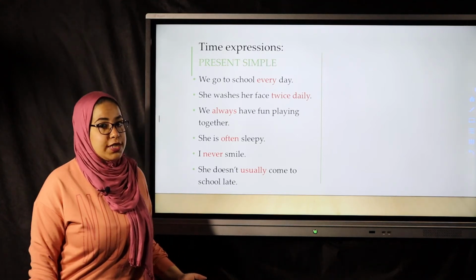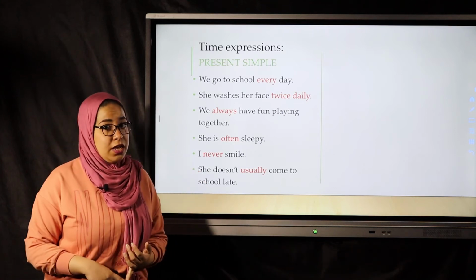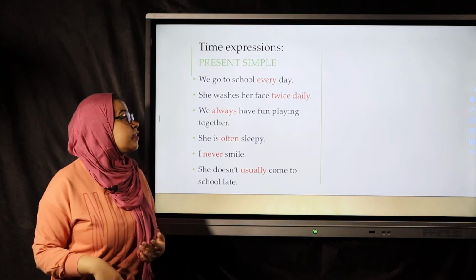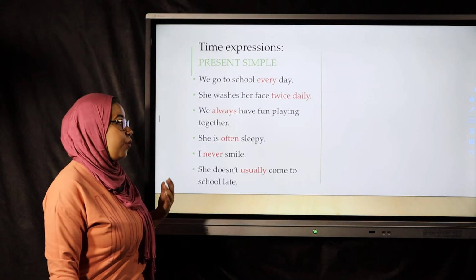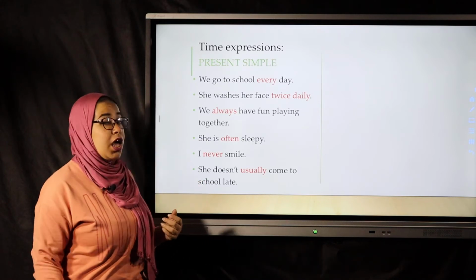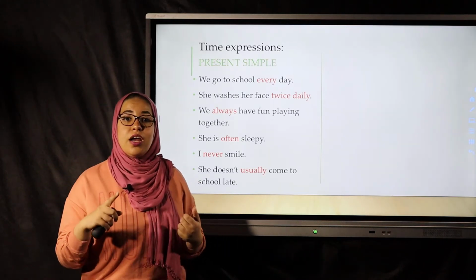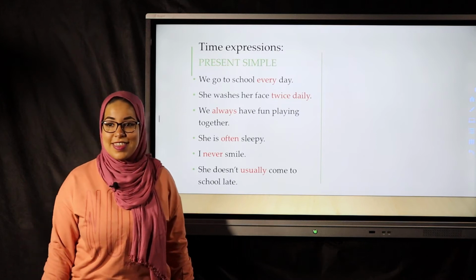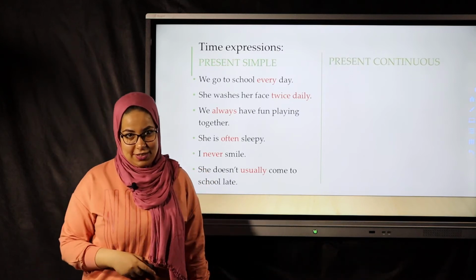Where are the time expressions here? Can you remember? We have every, once, twice, daily, annually, rarely, and we also have the adverbs of frequency. What are they? Always, often, sometimes, never, and that's it. That's the end. Okay? Let's move on to the present continuous tense.